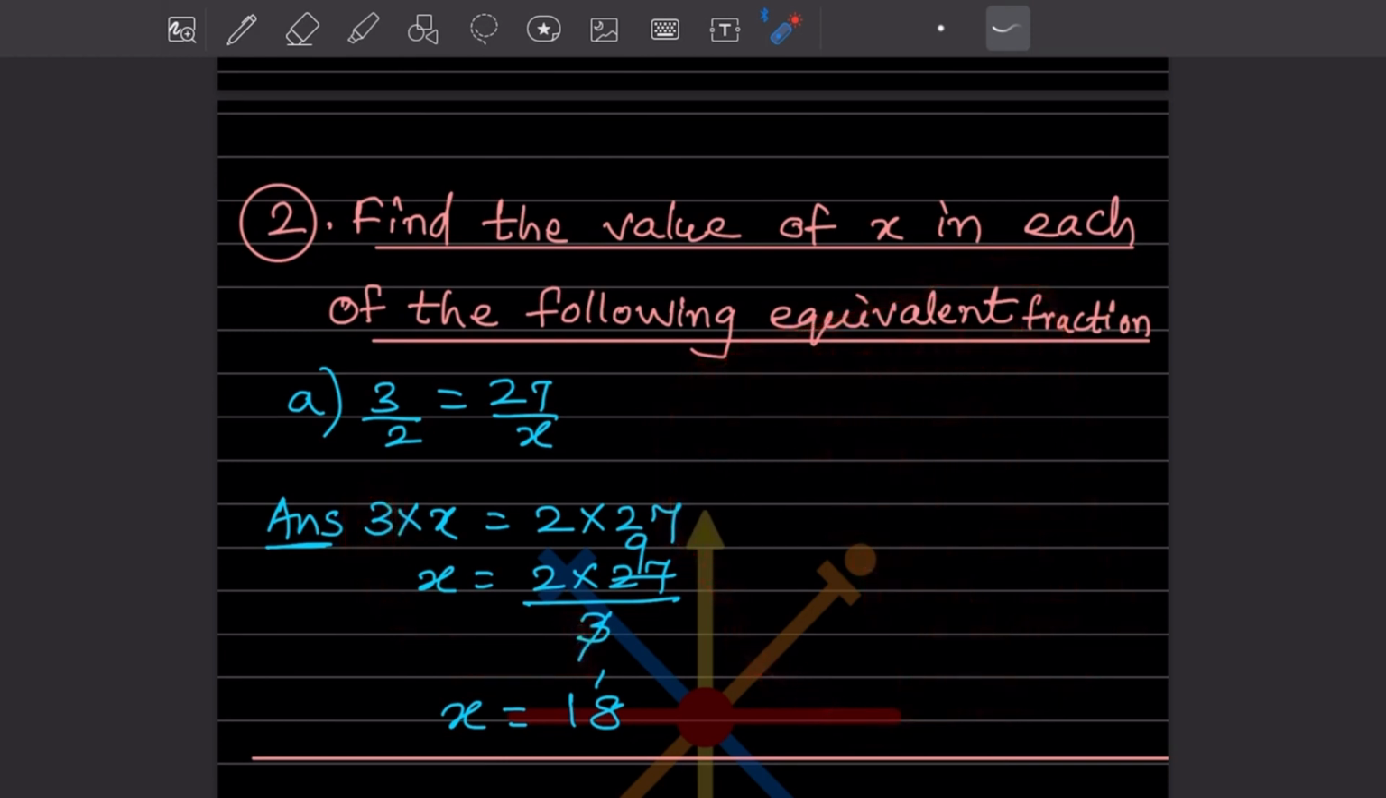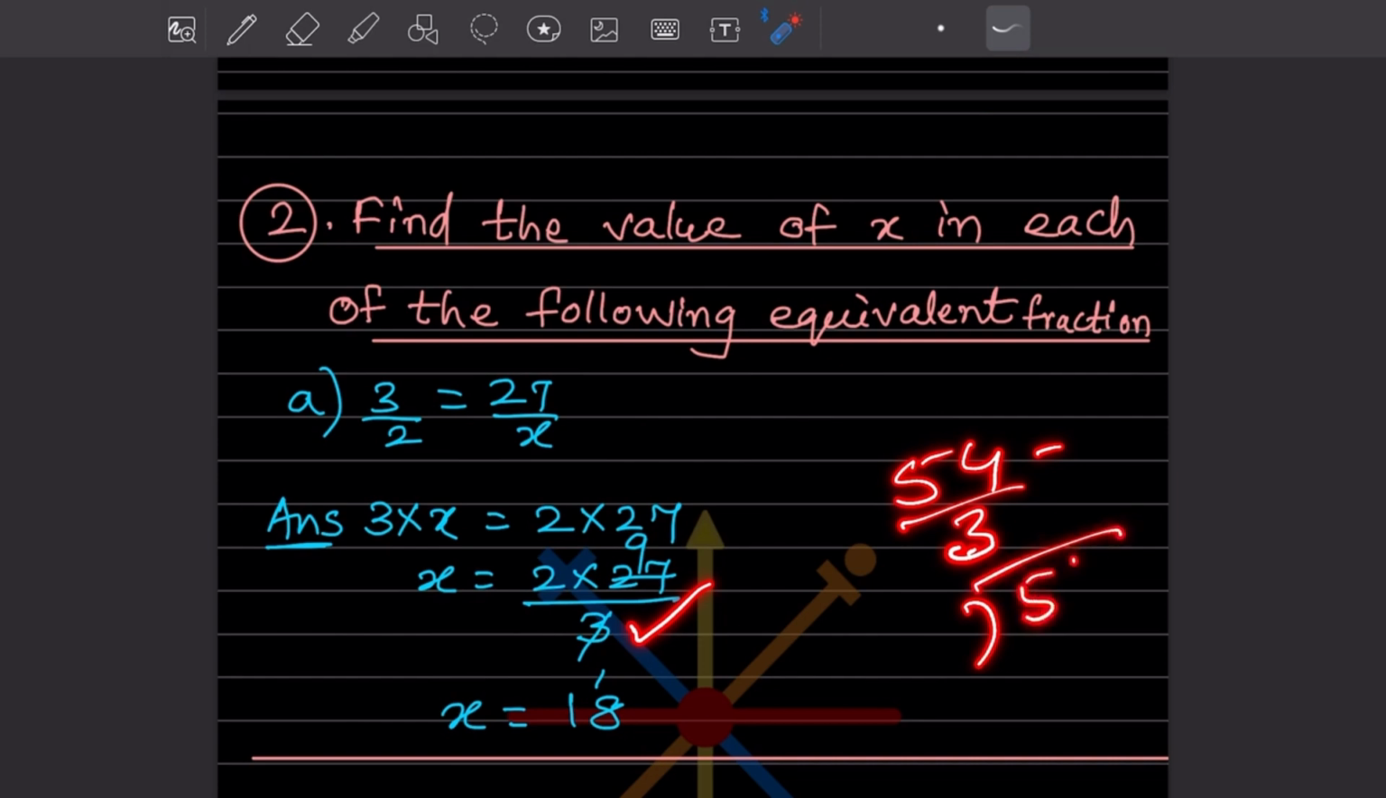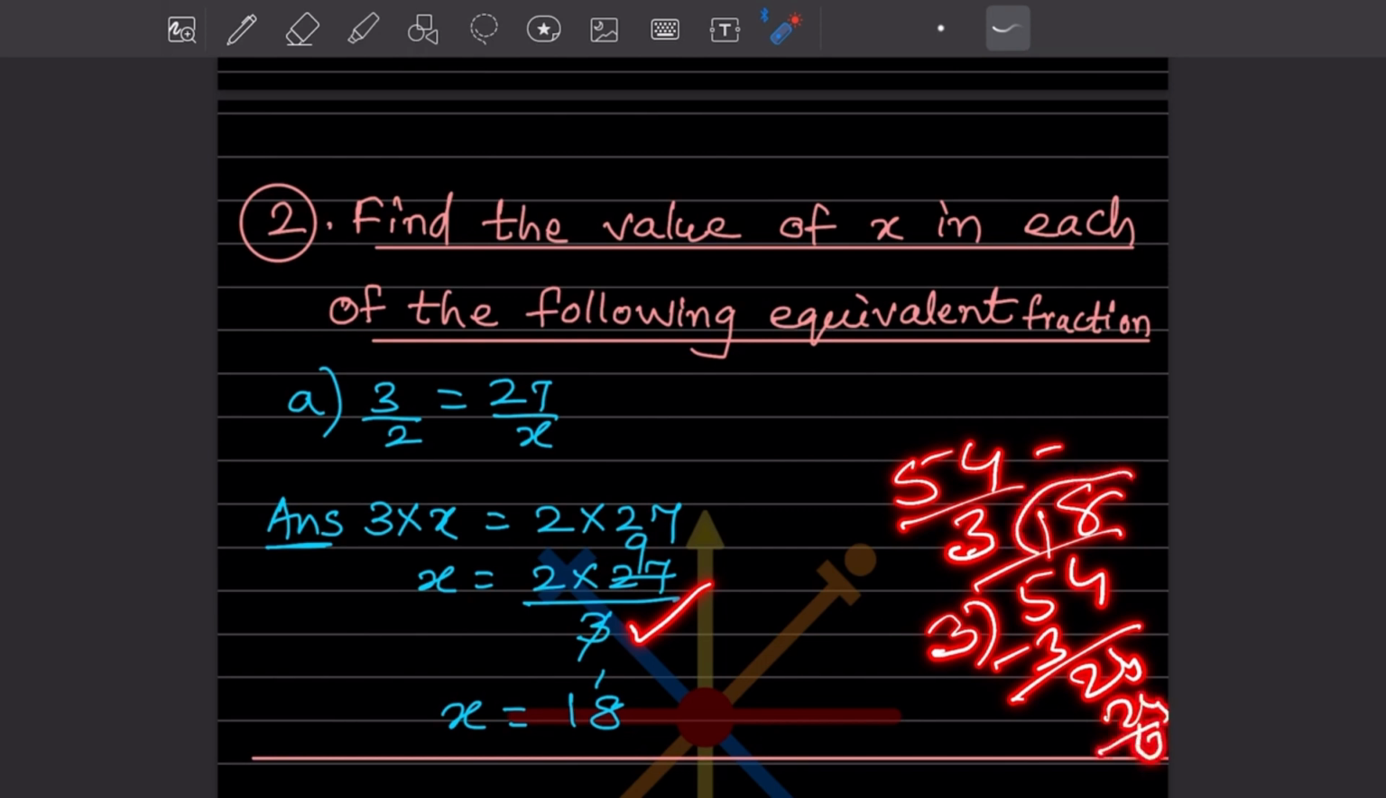So now see here, when you simplify, you can simplify in many ways. If you don't know how to simplify this one, you can just put 2 into 27, which means 54, and this denominator is 3. So 54 divided by 3, directly you can do it like this. 54 divided by 3, 3 fives are 15, 24, 3 eights are 24. So the remainder is 0, which means the answer is 18.